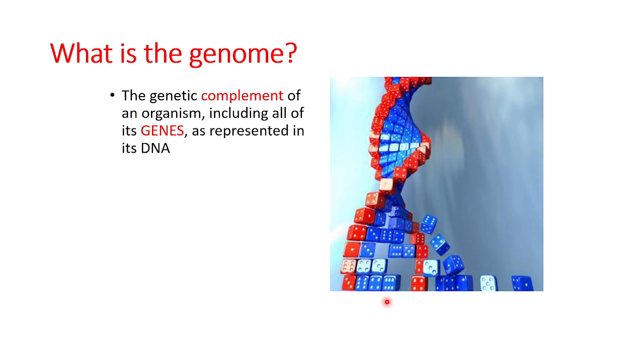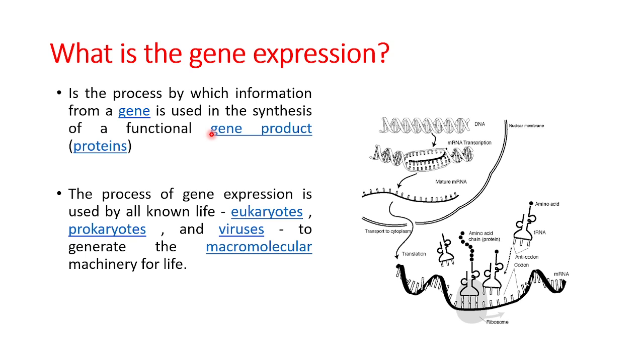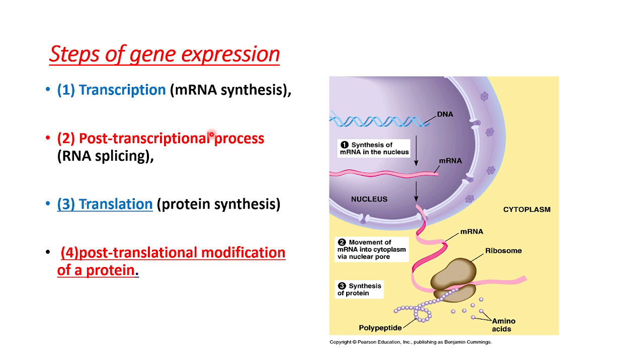Now, what is the genome? The genome, or the genetic complement of an organism, including all its genes as represented in DNA, is known as the genome. Now, there is a process known as gene expression. It is the process by which the information from a gene is used in the synthesis of a functional gene product, that is our protein of interest. The process of gene expression is used by all known forms, like eukaryotes, prokaryotes, and viruses, to generate the macromolecular machinery for life.